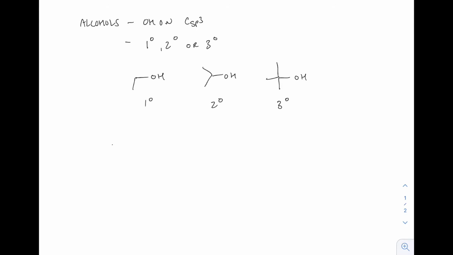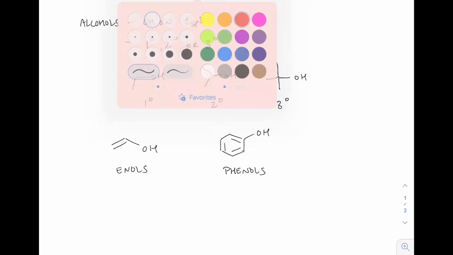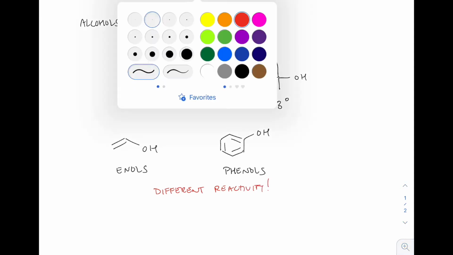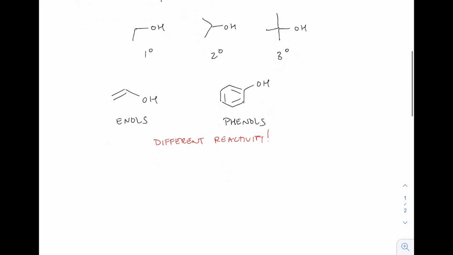All right, so there are two other functional groups that are very similar, and that's these two right here. The one on the left is an enol, or as a class, enols, and then phenols. And these have different reactivity. Notice that OH group is bound to a CsP2 carbon, and so that's why they have different reactivity. And so we'll talk about them separately in a different chapter.